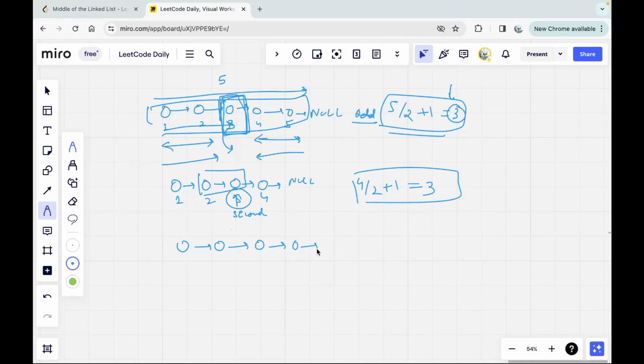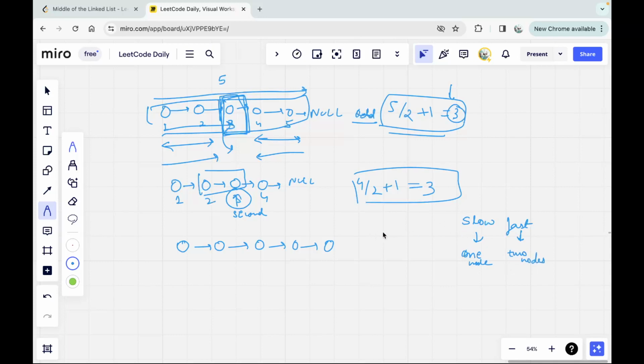So yesterday, you might remember, was the question for linked list cycle, and there we discussed that we use something called slow and fast pointers, right? And what is the characteristic or function of these two pointers? So the slow pointer moves by one node ahead, right? And the fast pointer moves two nodes ahead, right?